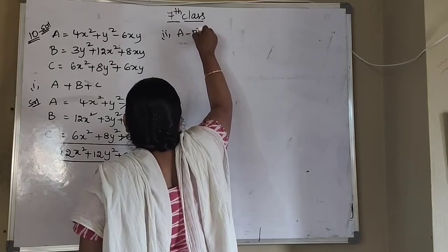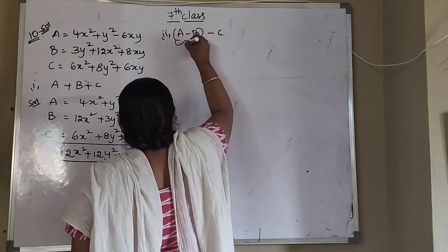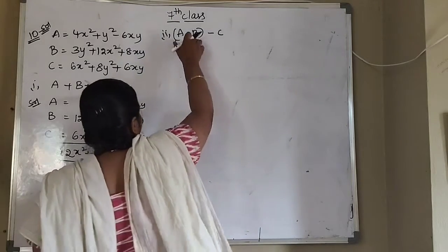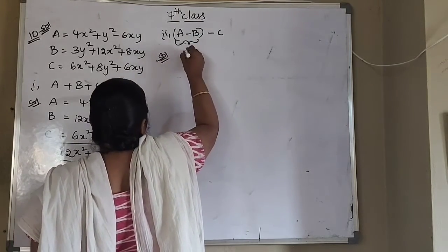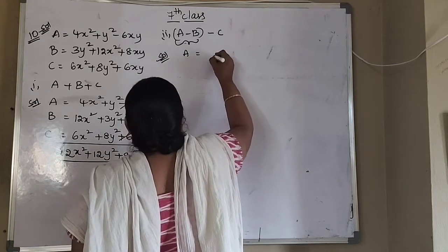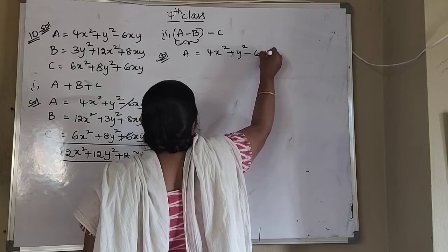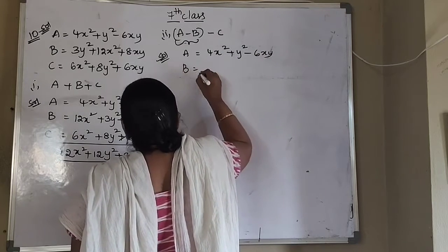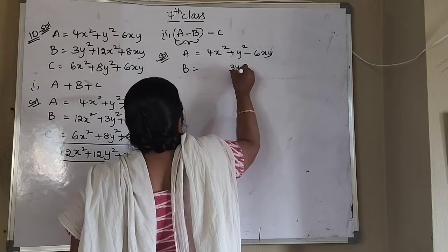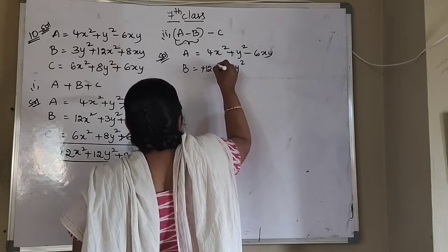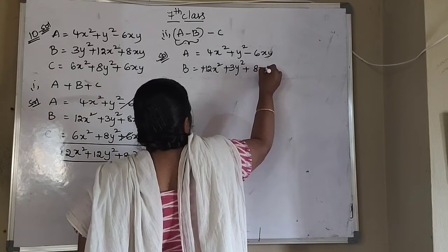So A minus B minus C. From this result you have to subtract the C value. So first we will subtract these two. A value is how much? A value is 4x square plus y square minus 6xy, and B value is how much? That is 3y square plus 12x square plus 8xy.